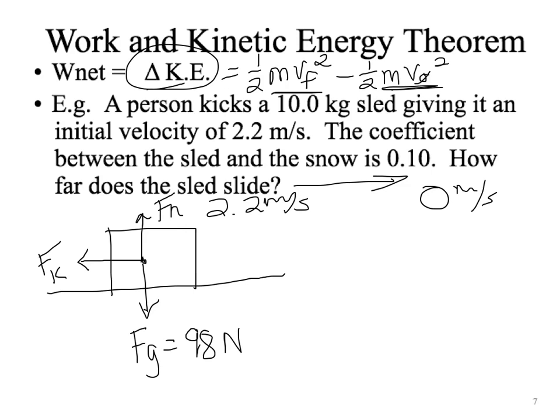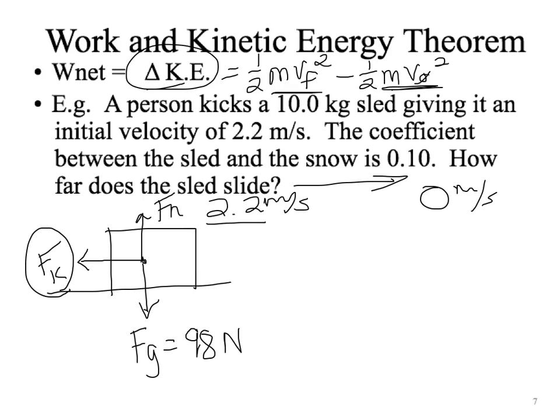But really what's happening in this picture is that the sled was given a 2.2 meters per second velocity, but after that nobody was pushing or pulling on it. So the only work that's being done here is friction work. That's it.